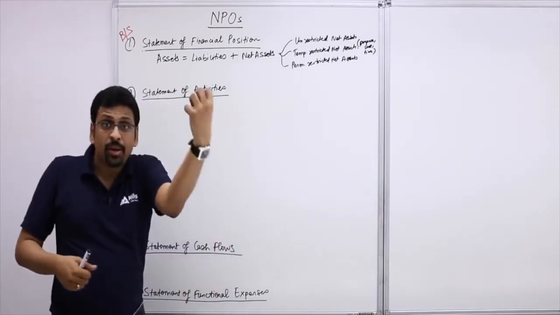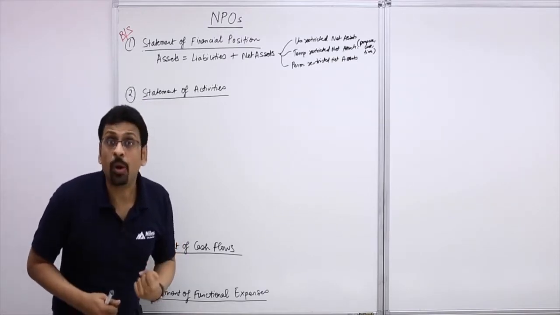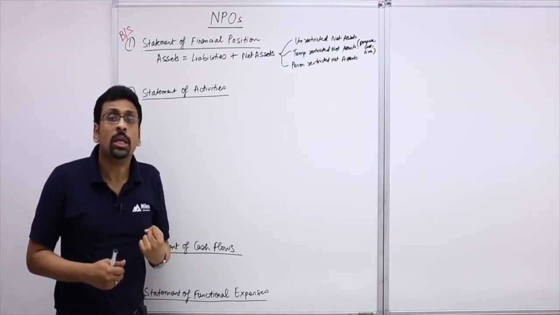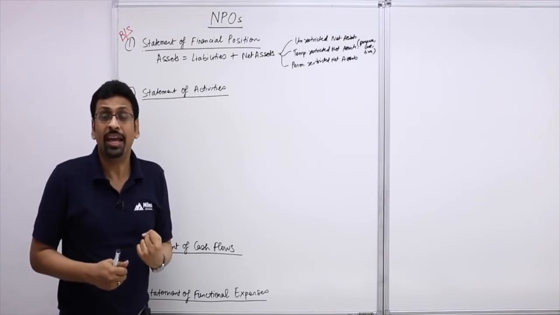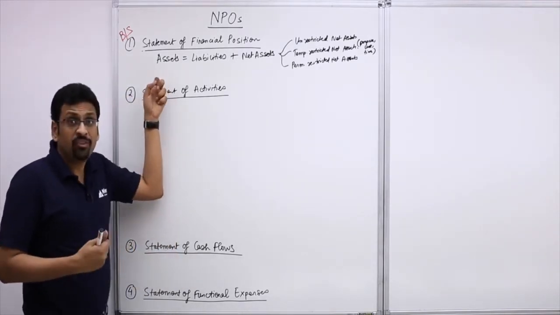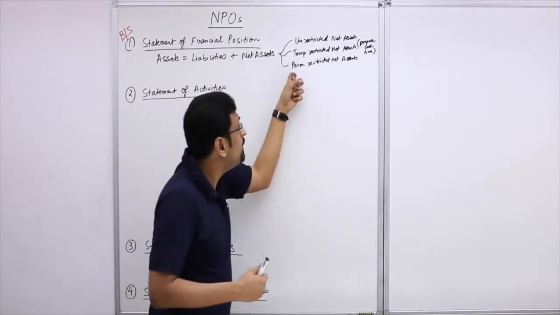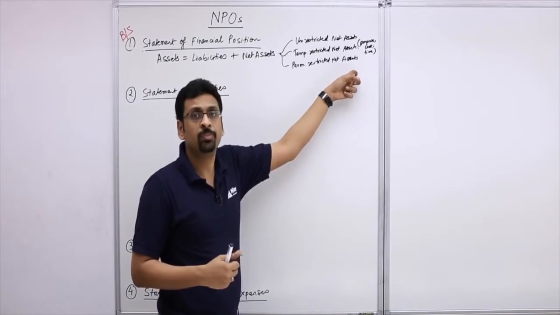Let's say they've received some endowments where the donor says, never touch the principal. You can only use the interest out of the investment that you make out of this money. So the cash is increasing. They might have invested it, so investments increased. But this is a permanently restricted net asset.